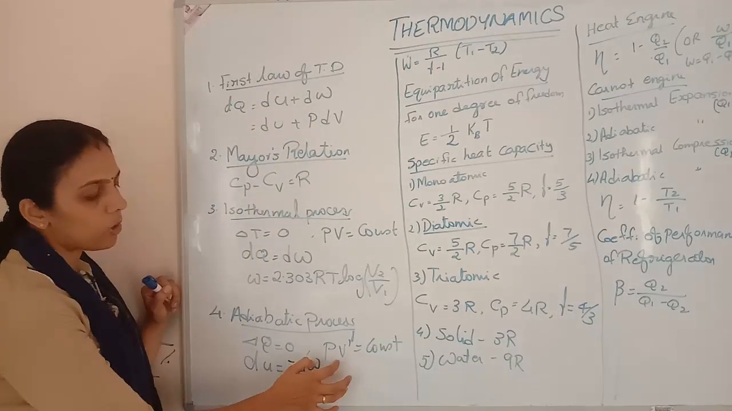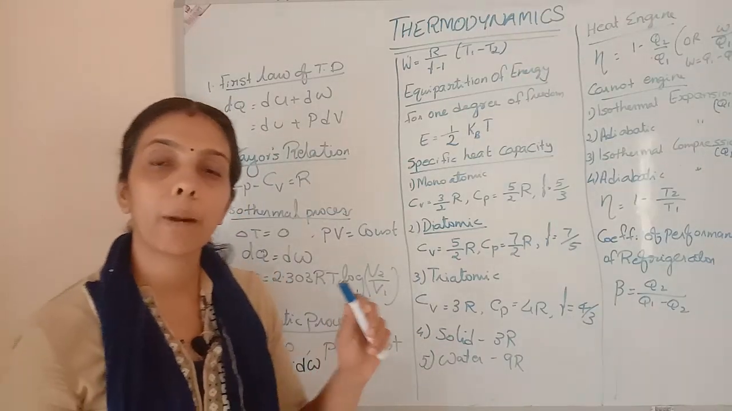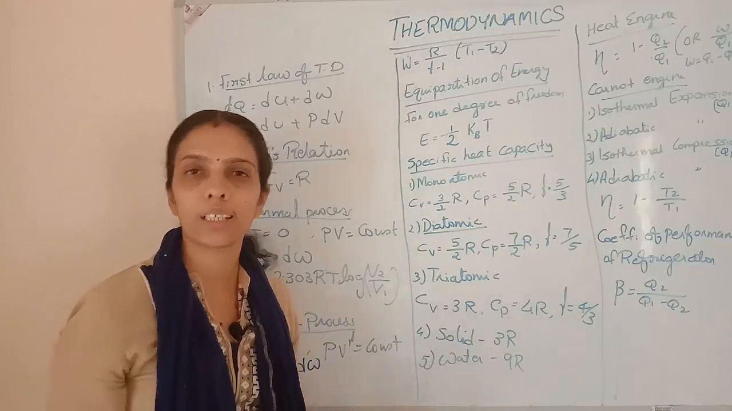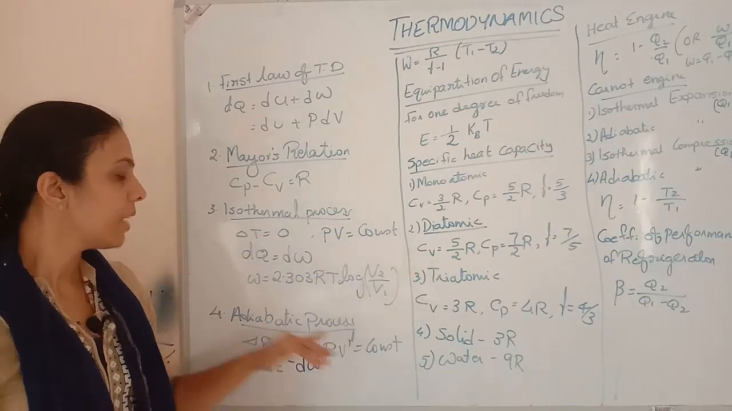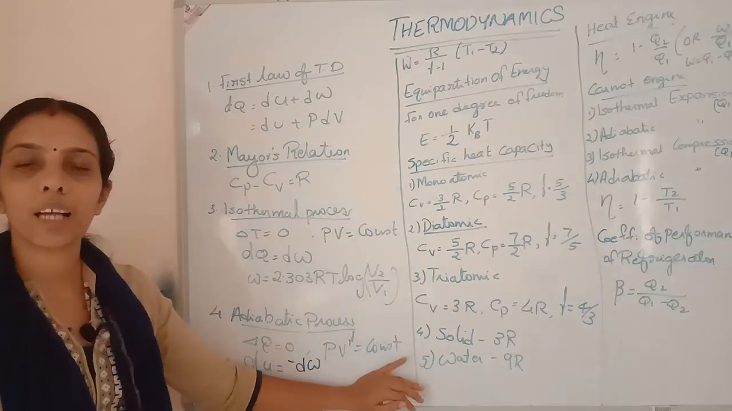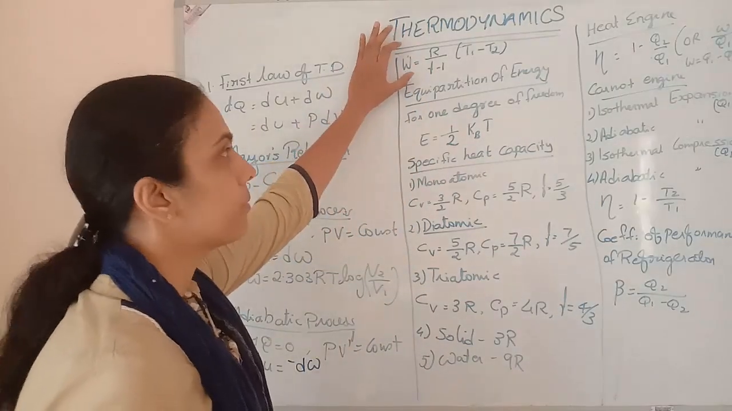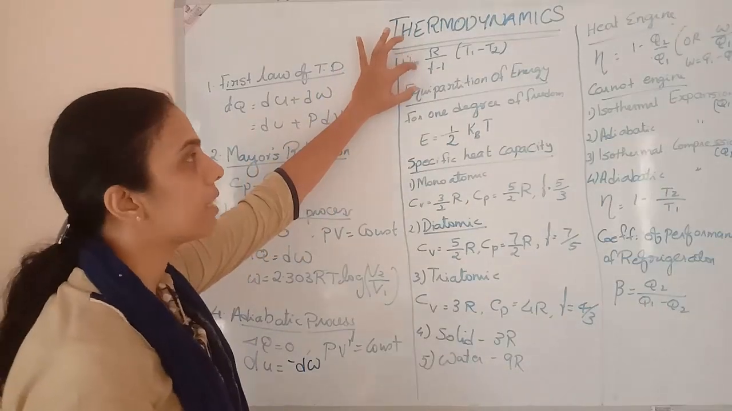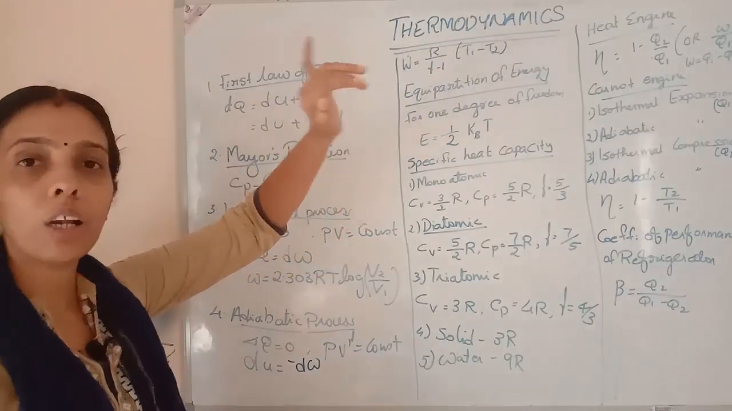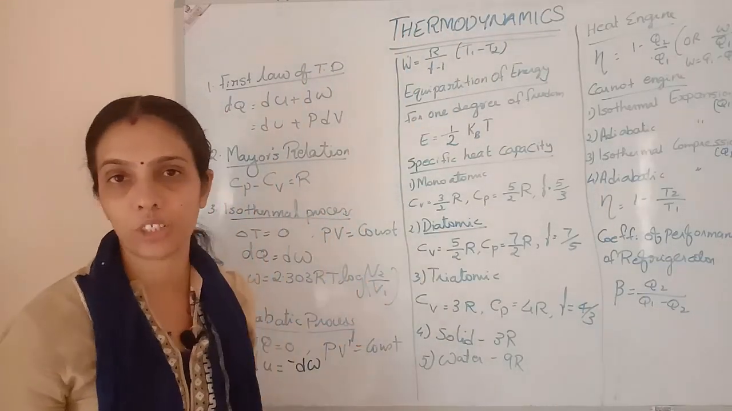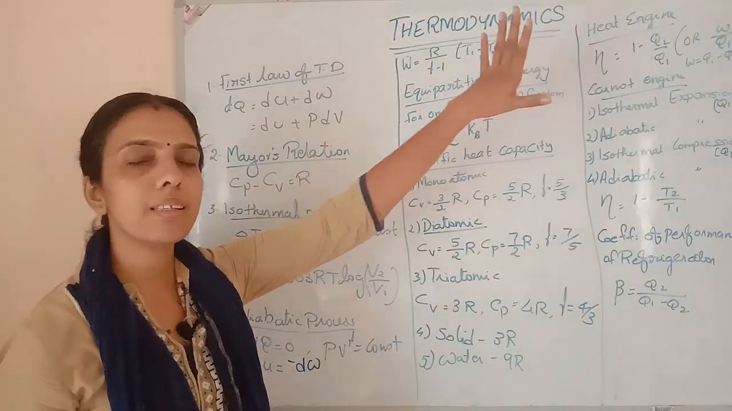And this formula is also important. PV to the power gamma is a constant, or TV to the power gamma minus 1 is a constant. Any one way you can write it down. For an isothermal process, PV equals constant for an ideal gas, and for an adiabatic process, PV to the power gamma is a constant for an ideal gas. Then what is the work done? Work done will be equal to R by gamma minus 1 into T1 minus T2. This formula also you should learn by heart for the derivation of Carnot's engine. R by gamma minus 1 into T1 minus T2.